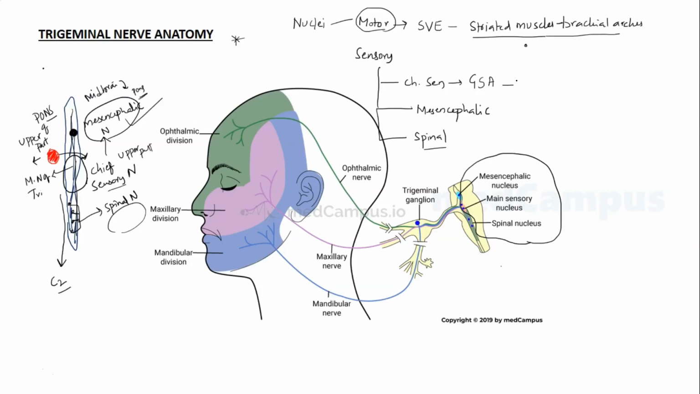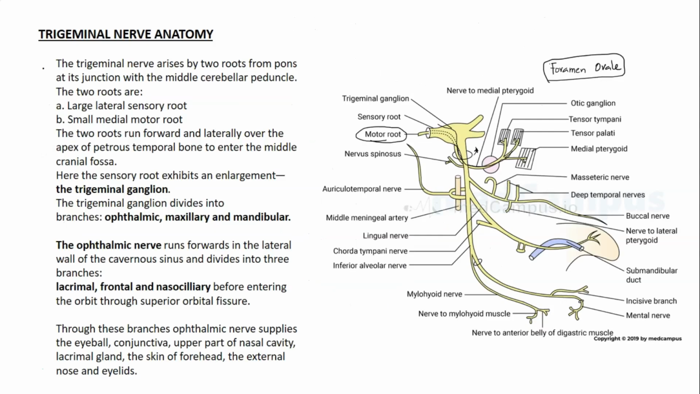Most of the afferents to the chief sensory and spinal nuclei are from the trigeminal ganglia. After entering the pons, they divide into ascending and descending branches. The ascending fibers end in the chief sensory nucleus. The descending fibers form the spinal tract of the trigeminal nerve. This is what you need to remember.